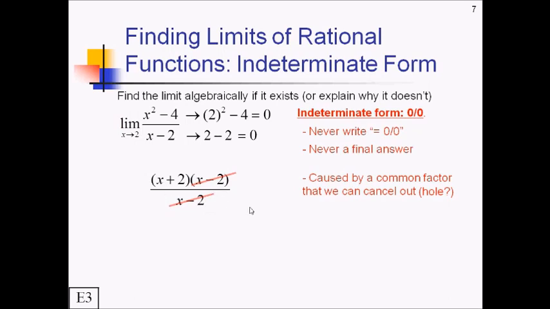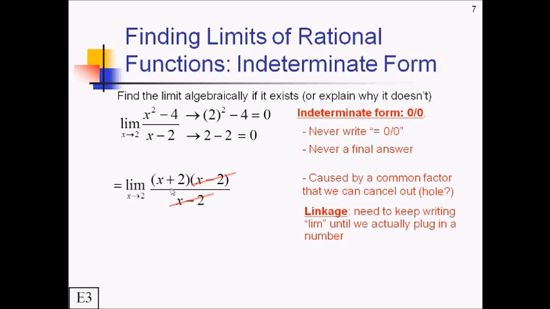Before we go any further, one thing I do need to point out, and this is called linkage, is that we need to keep writing this limit as x approaches 2 on this problem until we actually plug in a number. Just writing this by itself, it's just a random expression. When you attach it to a limit, you're actually telling people what you're doing with this expression. So we need that limit there in order to communicate mathematically. Keeping that there now, we can write this as limit as x approaches 2 of x plus 2. Notice I'm keeping my limit around.